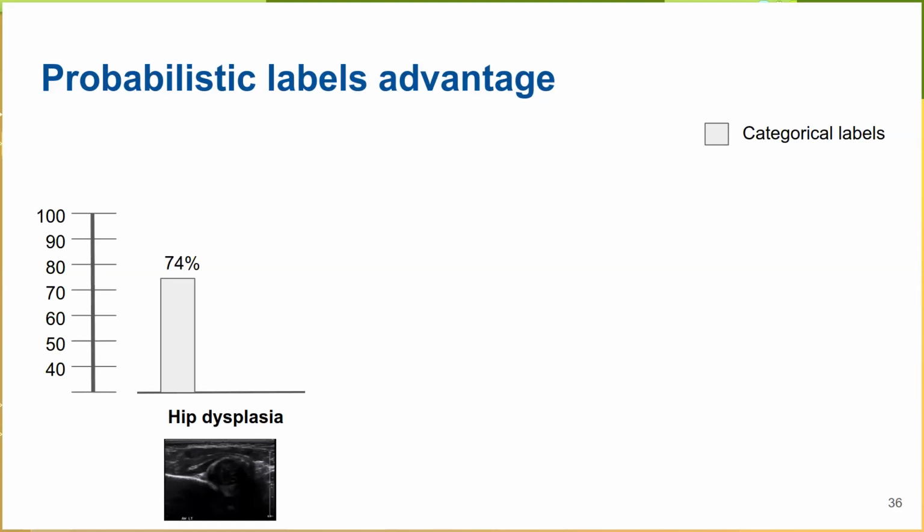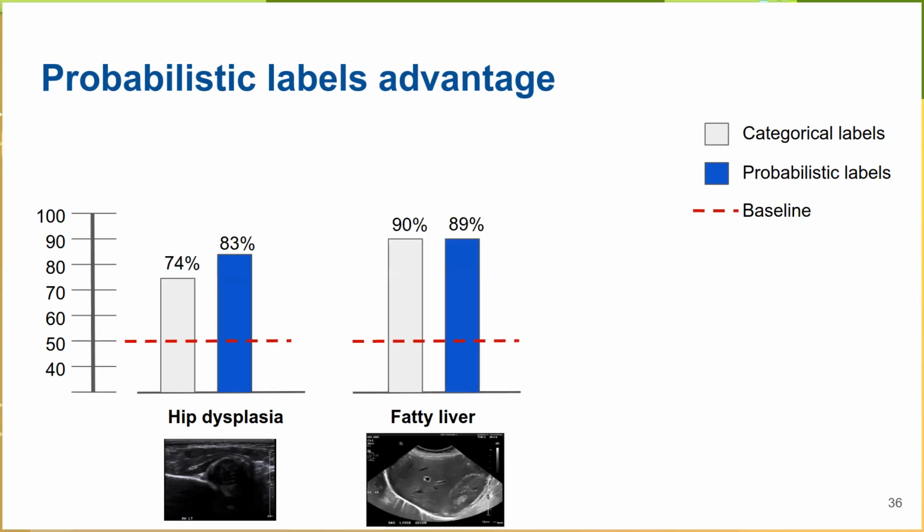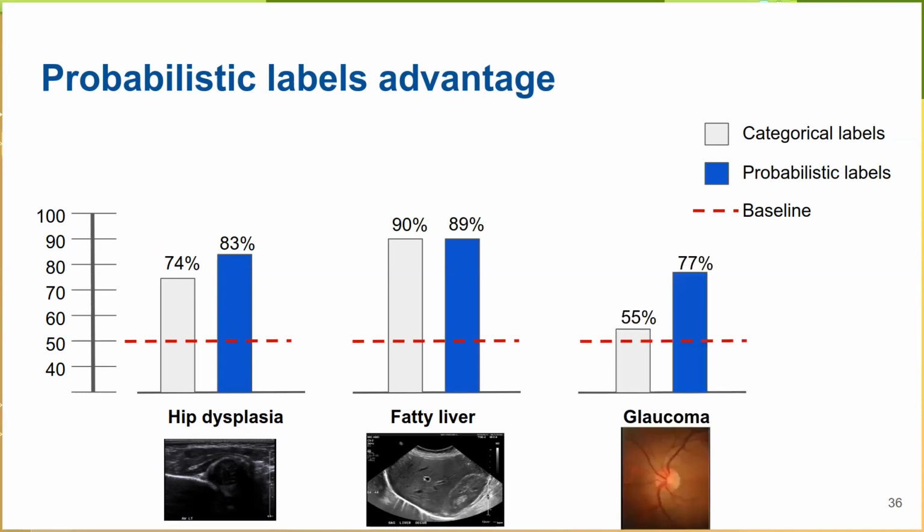So now let's see the advantage. Before we had this 74%, now we go to 83% by applying this trick. In fatty liver, it was a statistical tie. It was like 90 point something versus 89 point something. It's basically the same performance, which was very good indeed. And in the case of glaucoma, we went from 55% to 77%. Now, these probabilistic labels have other nice properties. I will not go into that detail. But this is the first idea of how we incorporate the external medical knowledge into the machine learning framework.